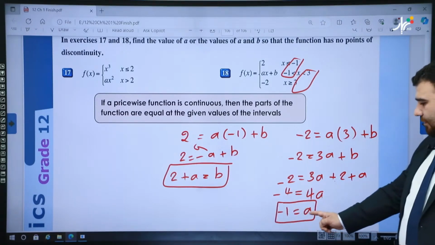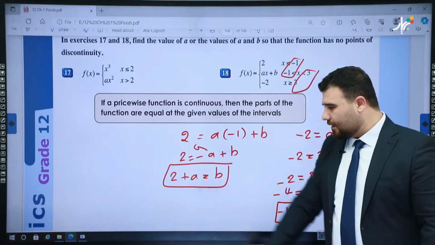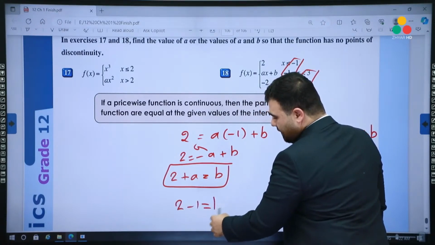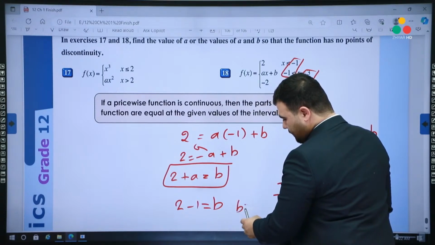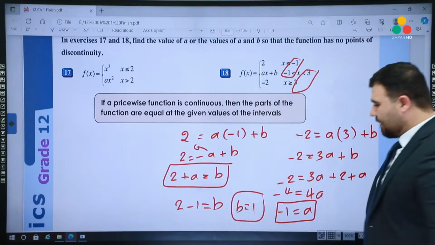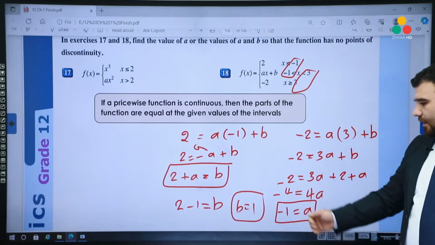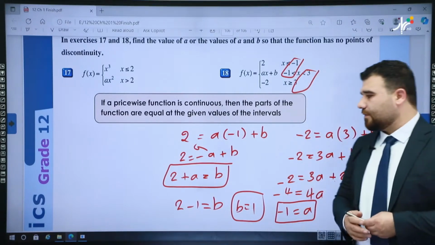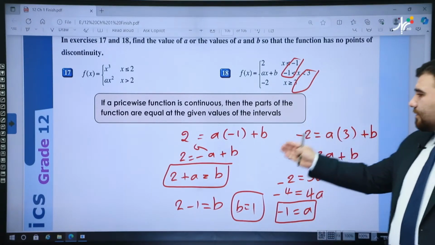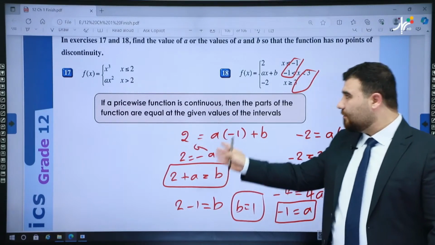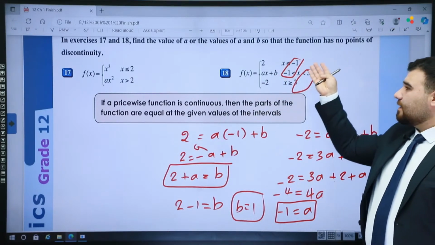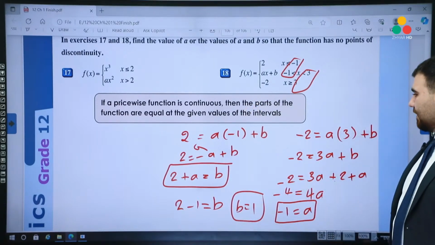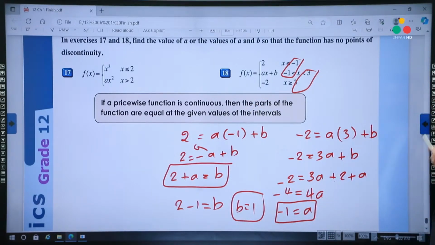If A is -1, if I put -1 here, I'll get B. Then 2 minus 1 is B. This makes B equal to 1. I get the value of A, -1. I get the value of B, 1. Then this is the answer to the question. Why are we so sure to set these as equal? Because the question itself says there is no discontinuity point, which means the function is continuous. Then this is the idea.